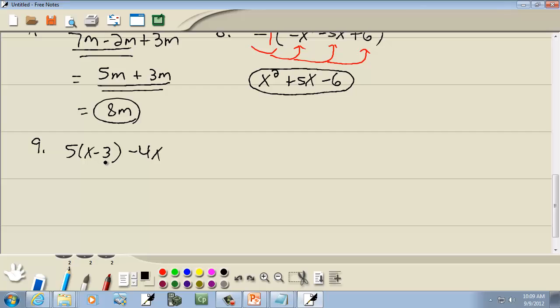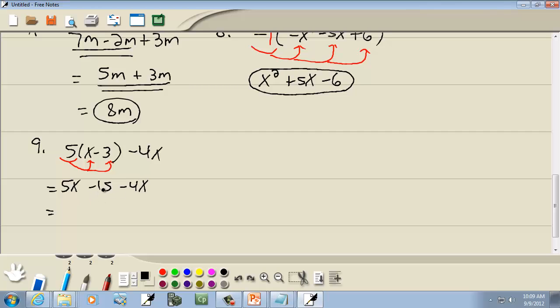Please excuse exponents. There's no exponents. My dear, multiplication and division. Well, I have a 5 right in front of the parentheses. That indicates multiplication. So we're going to take this 5, multiply it times the x, and times the negative 3. 5 times x is 5x. 5 times negative 3 is negative 15, minus 4x.